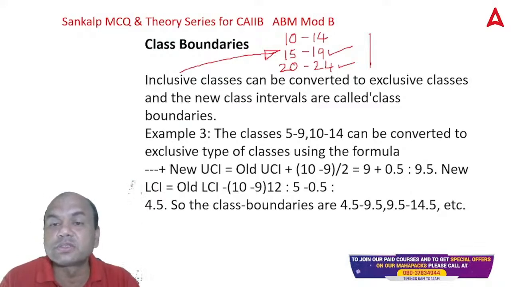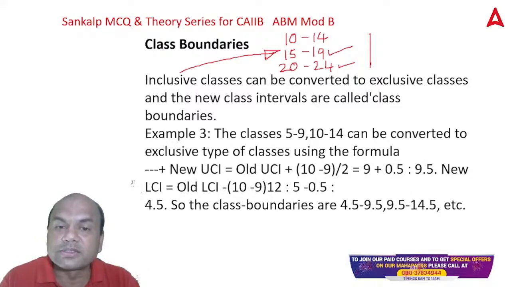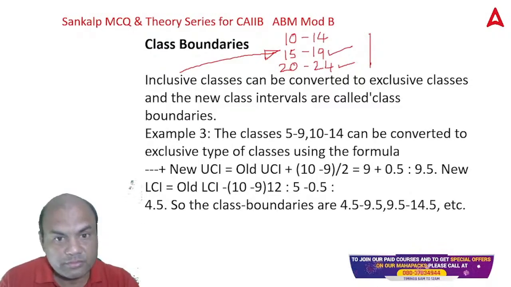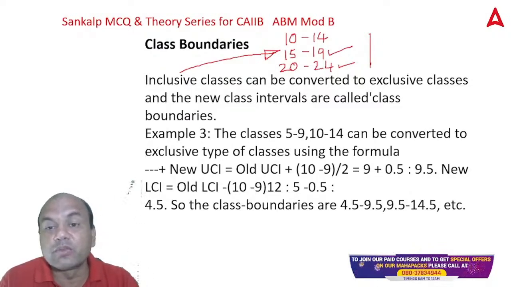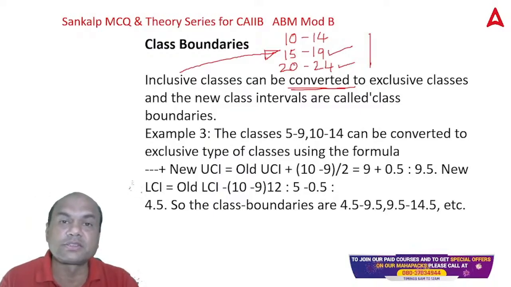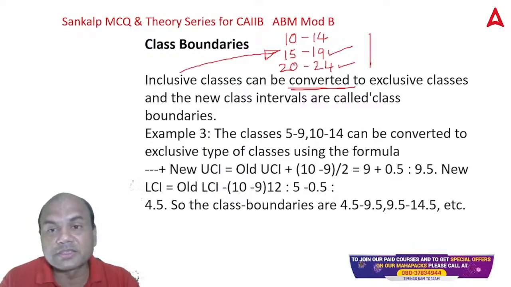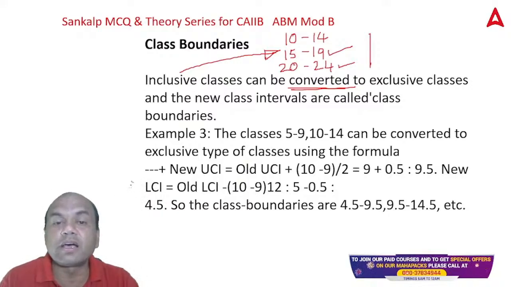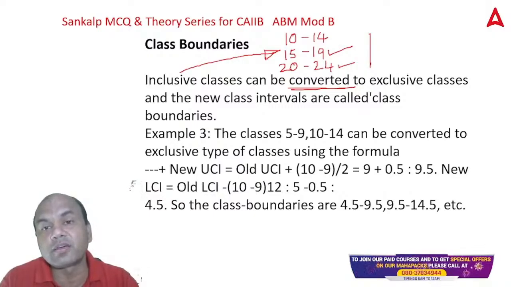And what is the exclusive then? Now if I have to convert this, inclusive classes can be converted to exclusive classes. While solving any numerical, an inclusive class has to be converted to an exclusive class. What do you mean by this? See this, it's like this. This 10, what will I do? I'll take 0.5 on the earlier side, and for 14 I'll take 0.5 on the later side.